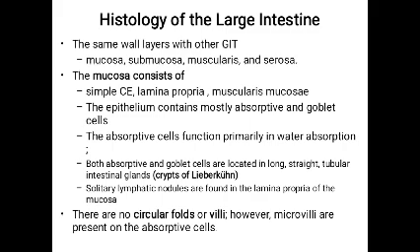Both absorptive and goblet cells are located in long, straight, tubular intestinal glands or crypts of Lieberkühn. Solitary lymphatic nodules are found in the lamina propria of the mucosa. There are no circular folds or villi, however, microvilli are present on the absorptive cells.